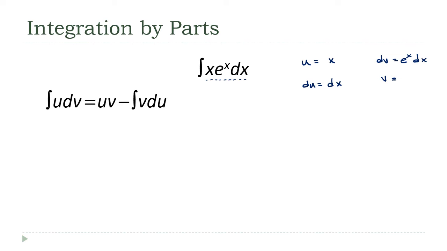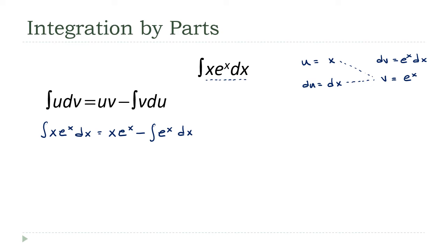And I know what the integral of that is. If I integrate both sides of this, the integral of dv is v, and the integral of e to the x dx is e to the x. All right, so let's put these parts into our formula and see what we end up with. The integral of x e to the x dx, those were my u and dv parts, is equal to u times v, x e to the x, minus the integral of v du. That's e to the x dx, and that I know what it is.